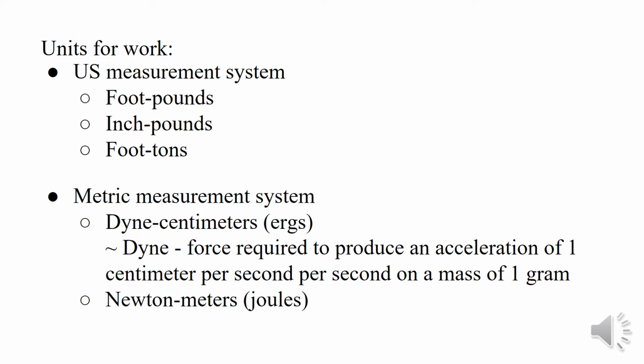The units for work in the U.S. measurement system are foot-pounds, inch-pounds, and foot-tons. In the metric system, the units are the dyne-centimeter or erg, where a dyne is the force required to produce an acceleration of 1 centimeter per second squared on a mass of 1 gram. Another unit for work in the metric system is newton-meters, which is also called joules.